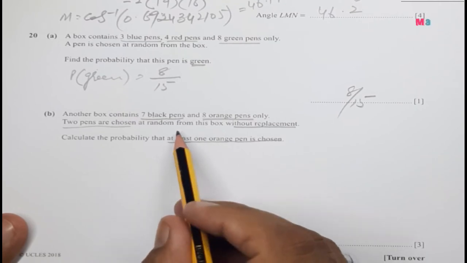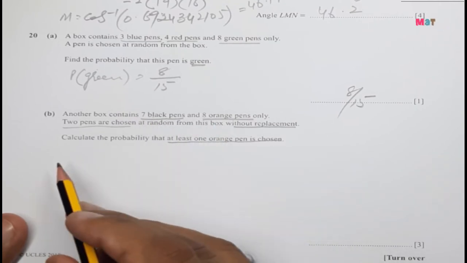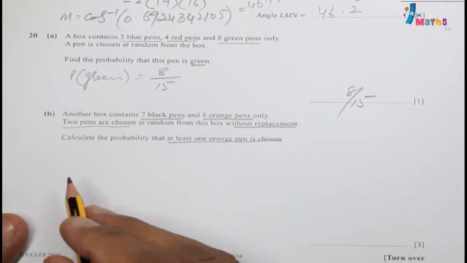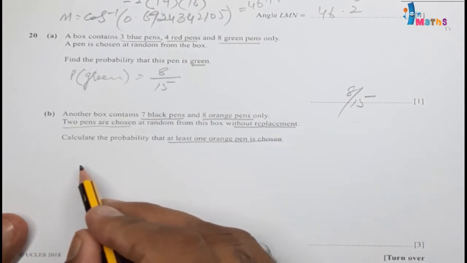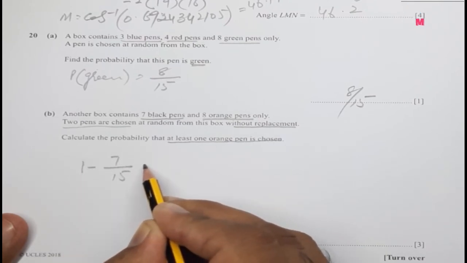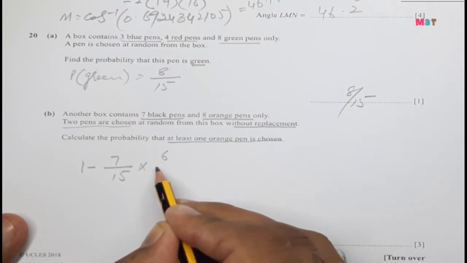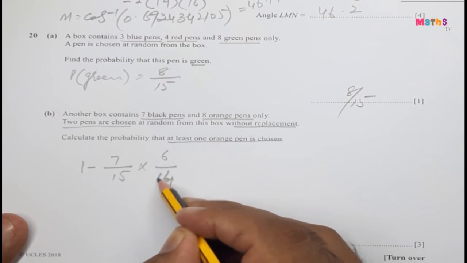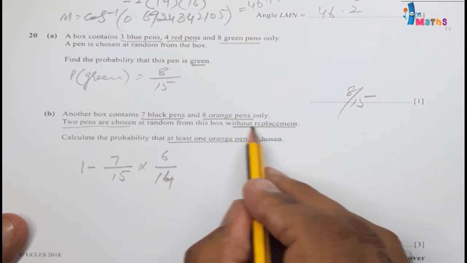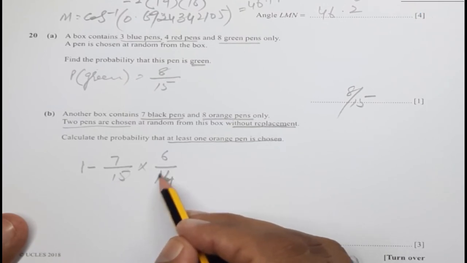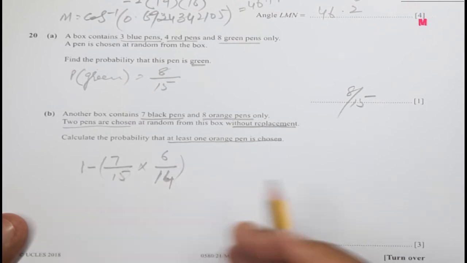So orange is 8. So the probability for not orange will be 1 minus 7 over 15 into 6 over 14, because it's without replacement. So without replacement, the total number will decrease by 1. So we can calculate this.